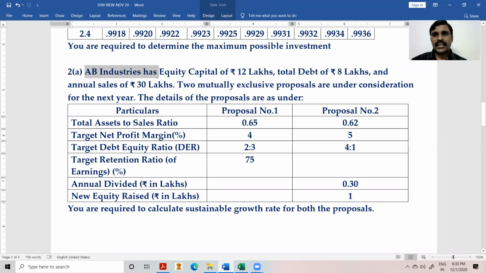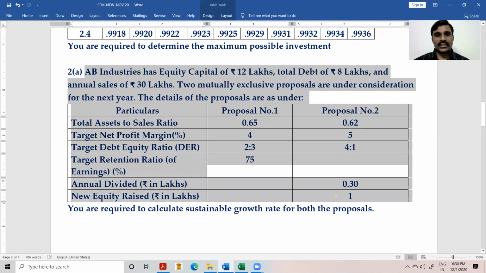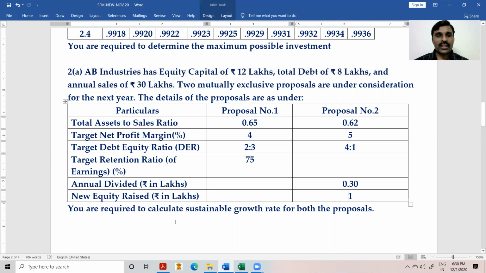AB Industries has equity capital of rupees 10 lakhs, total debt of rupees 8 lakhs, and annual sales of rupees 30 lakhs. Two mutually exclusive proposals are under consideration for the next year. The details of the proposal are as under. Particulars: proposal number 1, proposal number 2, total assets to sales ratio, net profit margin, target debt equity ratio, target retention ratio, annual dividend, new equity raised. You are required to calculate sustainable growth rate for the above proposals.